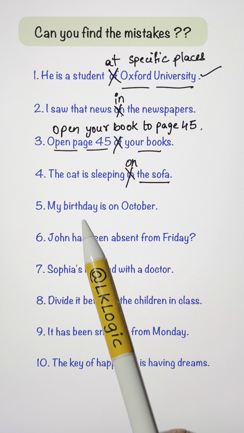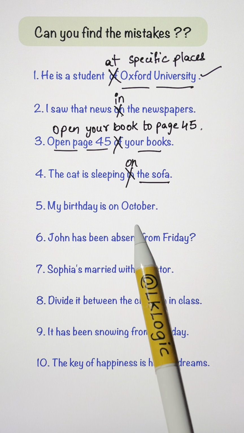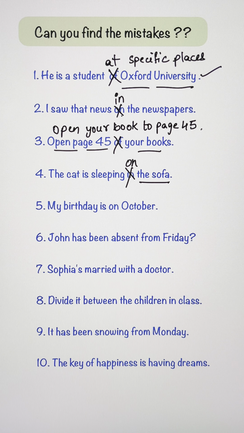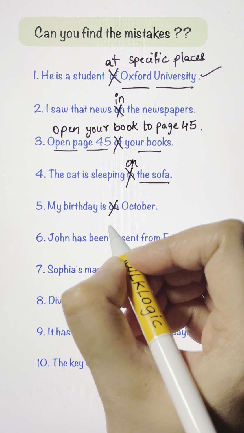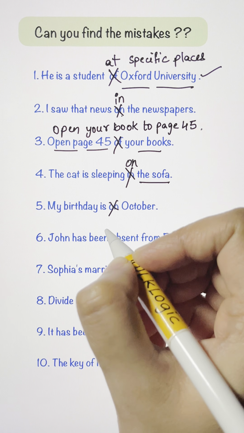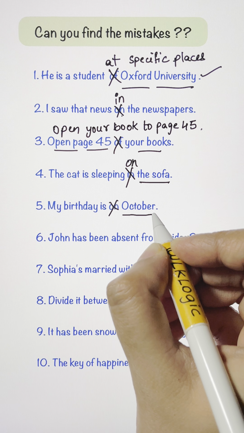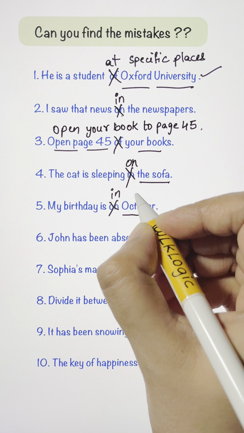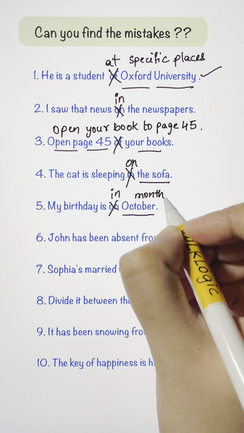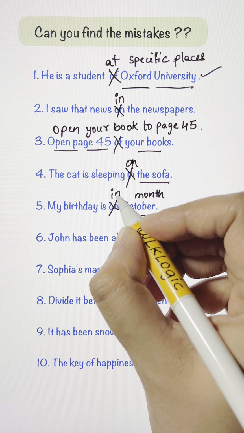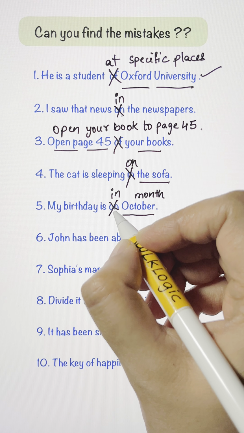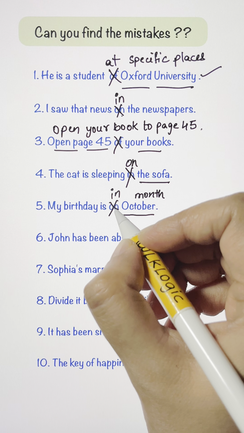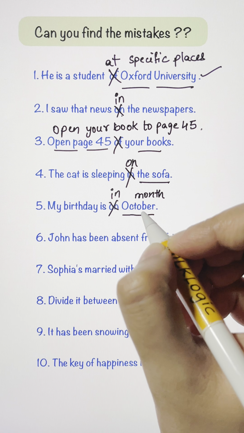Question 5. My birthday is on October. Now what's wrong with this sentence? Right? Everything looks okay. But we don't use on here. Why? Because for seasons, months, and years, we use in. This is a month, right? For seasons, months, and years, we use in. We use on for days or special dates, alright? On Monday or on Sunday, but in October.